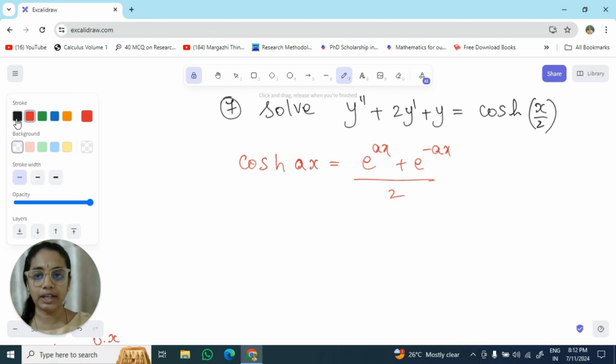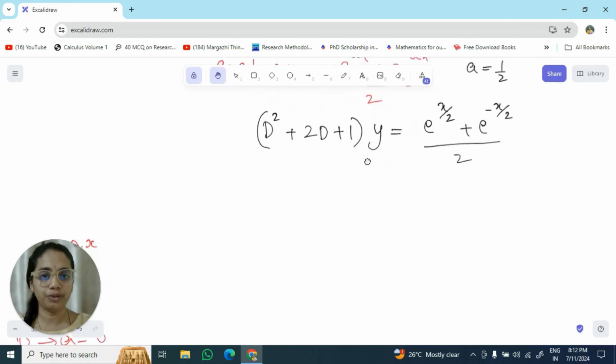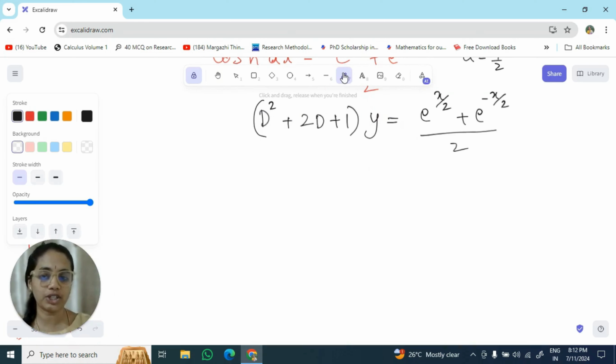Okay, now let me rewrite the given question. Right, it would be d square plus 2d plus 1 whole thing into y is nothing but e power, in the place of a, what do we have in our question? We have 1 by 2. So it would become e power x by 2 plus e power negative x by 2 divided by 2. Agree? Now the same thing, this is our given question.